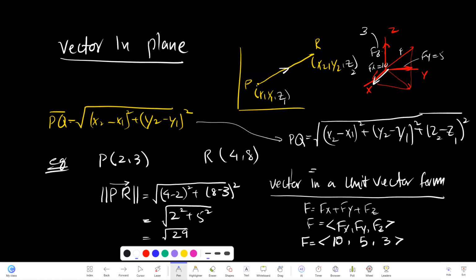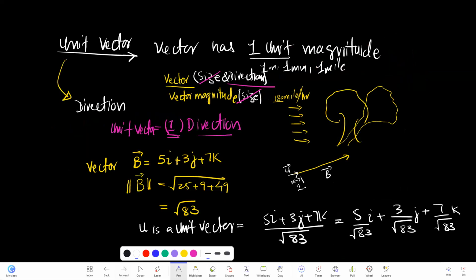But since 10, 5, 3 are in the standard directions, I use the words standard direction. They are not random directions. Like this u is a random direction; I don't know where the b is. So now you notice one thing: this u is in the direction of b. This u is not in the direction of i, j, or k.